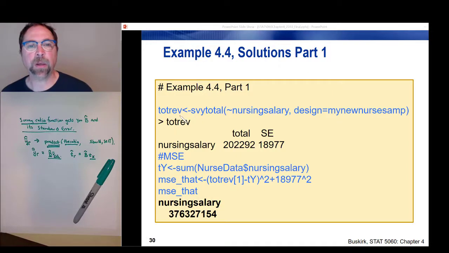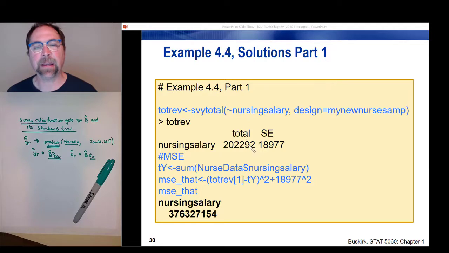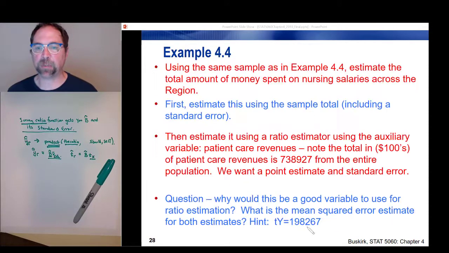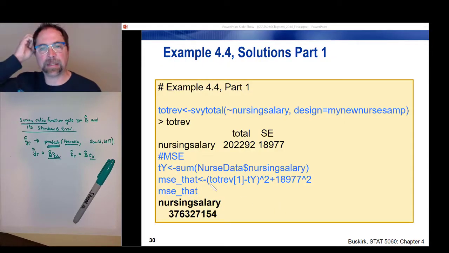So I'm going to create the estimate of the total using the svytotal function, which we've used before. The design object we've already specified in the previous example. The variable is already included in that data set, so I'm easily able to get an estimated total and an estimated standard error. The mean squared error is simply the, and this just gives you the sum, the ty in the population, which is the value that I just pointed out here. I'm using that to create a variable so that I can compute the mean squared error easily.